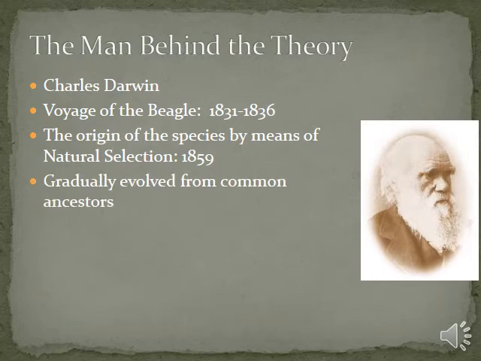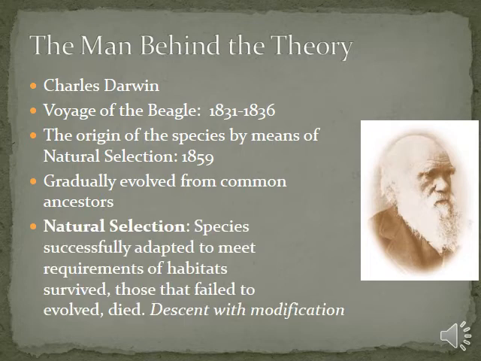He comes up with this idea that species or individuals gradually evolve from common ancestors, and he really talks a lot about natural selection in the sense that species that are more successfully adapted to meet the requirements of various different habitats survive, whereas those that aren't essentially die. And that's really what we mean by the classic Darwinian evolutionary definition: descent with modification.